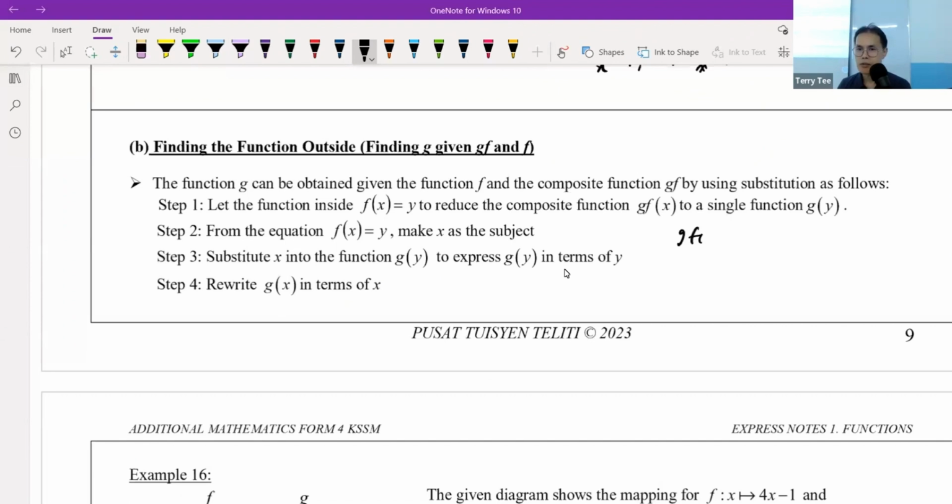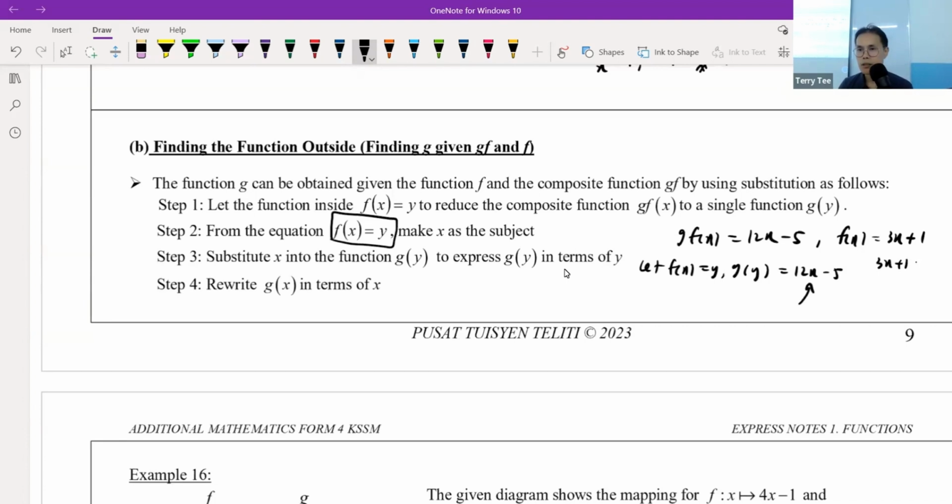Let's say instead you're given gfx equals 12x minus 5, and you're given fx. Let's say my fx is 3x plus 1. And what I want is to find gx. So again, we always start by letting your fx become y, because we want to reduce it to a single function. Now, to find gx, I have to first find gy. To find gy, I must change all my x into y. So we know your fx here is y. That means your 3x plus 1 is y.